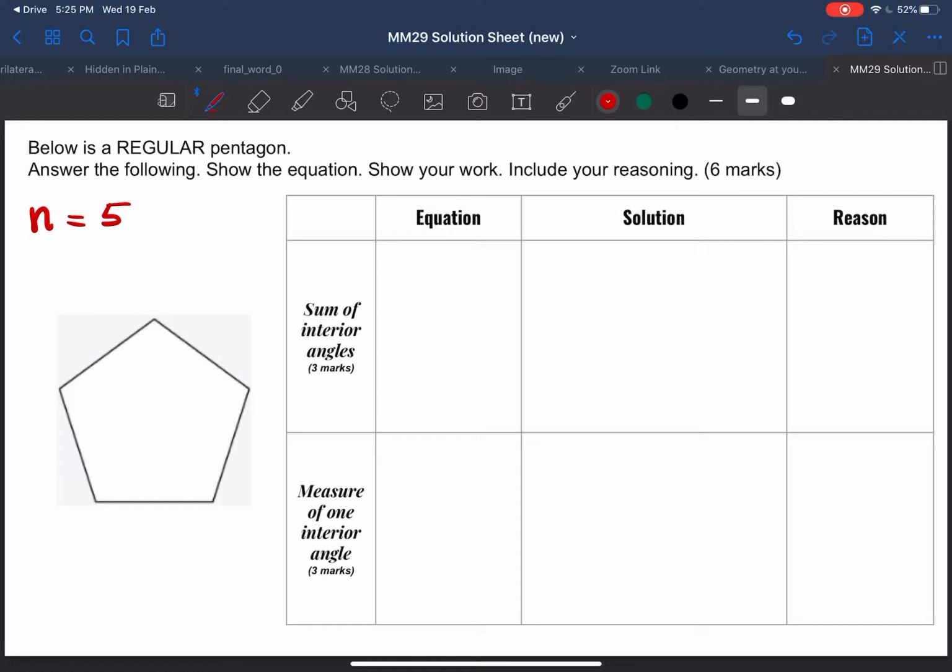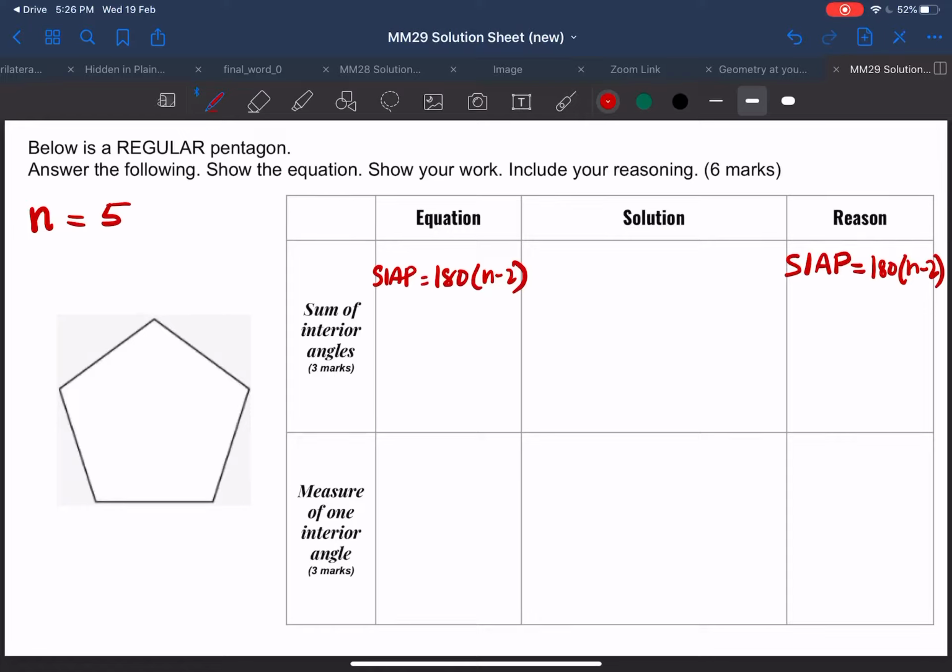Then it's asking you, what is the sum of the interior angles of this polygon? Interior means inside. So it's asking, if you add up all these angles, what is the total? That means you have to use the formula for the sum of interior angles of a polygon, which is equal to 180(n minus 2). So this is our equation: SIAP equals 180 times (n minus 2).